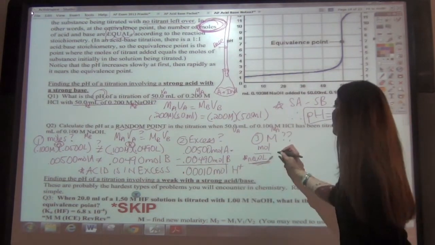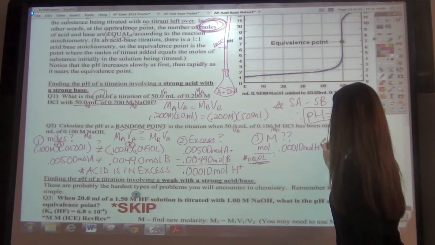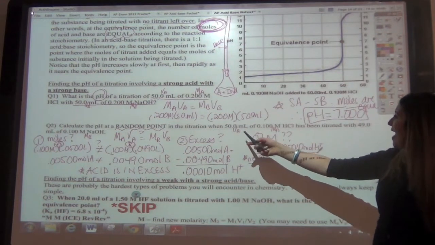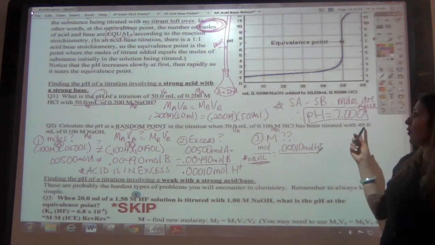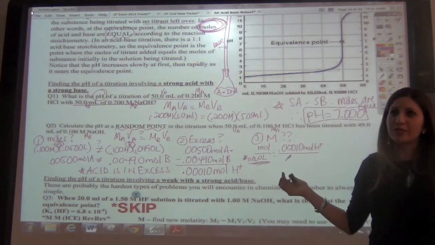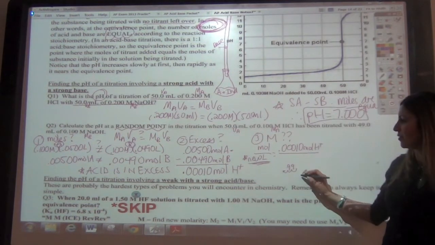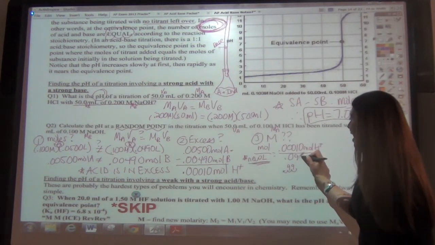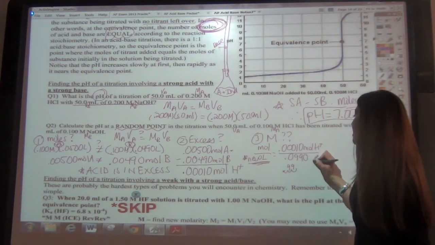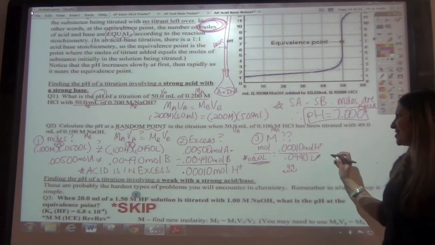So we know our moles. So our moles are 0.00010 moles of the H plus. And we're going to divide it by the new volume. Well, we had 50 mils and 49 mils, which means we're at 99 mils. But we don't want milliliters, right? So if you take your 99, you're going to go 1, 2, 3 to the left. So what do you get? 0.099 and one more zero, liters for our sig figs. But it's going to be 2 sig figs anyway because of that top number.